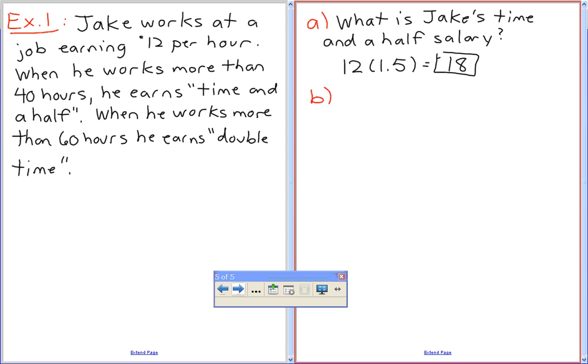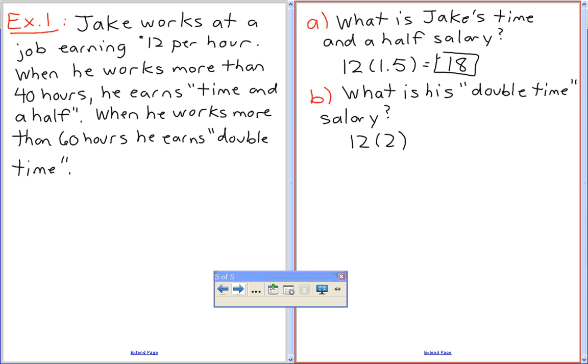Part B, what is his double time salary? Okay, hope you get this one. Still no hands? This is ridiculous. His double time salary is just going to be times 2, right? So 12 times 2 is 24.